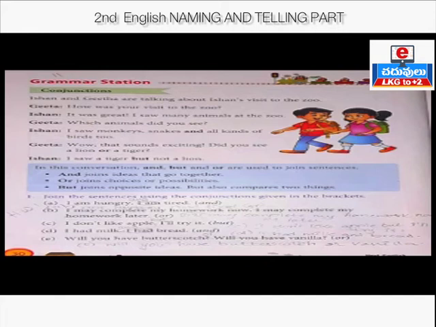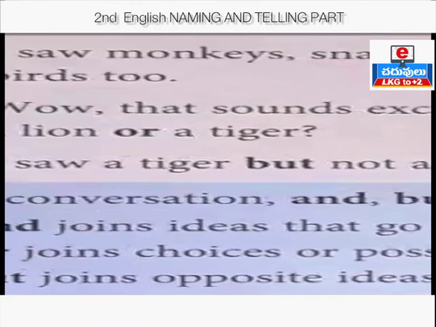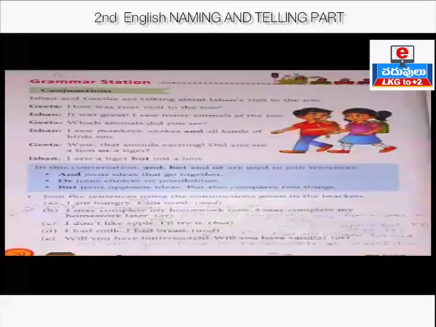Children, in this conversation, you can see and, or, and but. In this conversation, and, but, or are used to join sentences. These 3 are used to join sentences. And joins ideas that go together. Or joins choices or possibilities. But joins opposite ideas, but also compares 2 things. Now, let us see that.